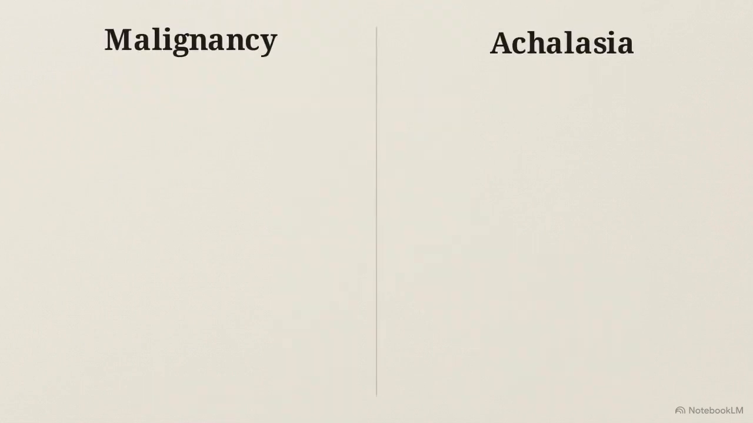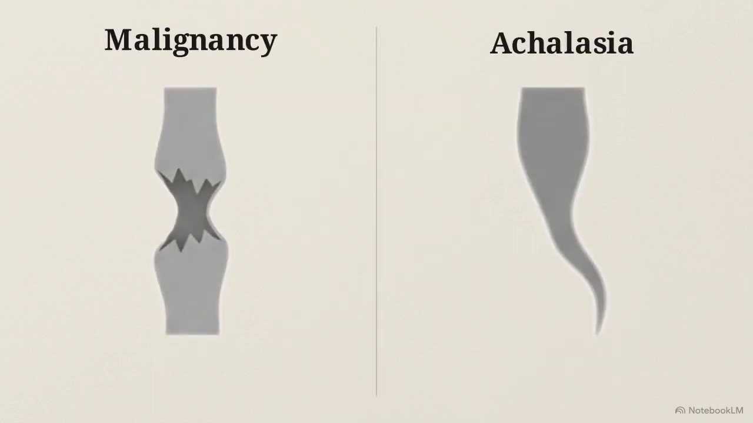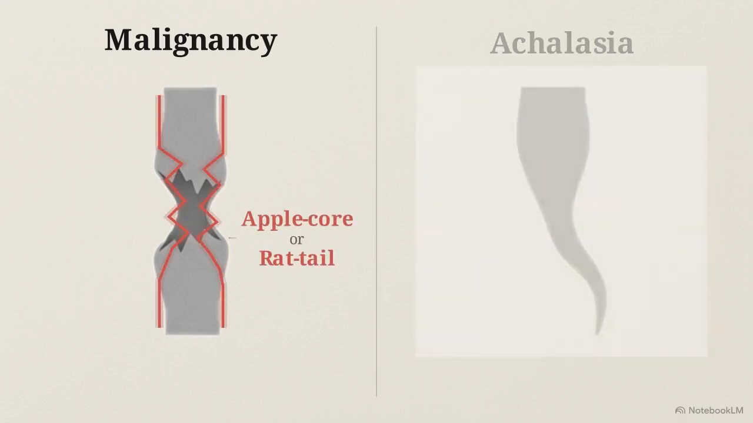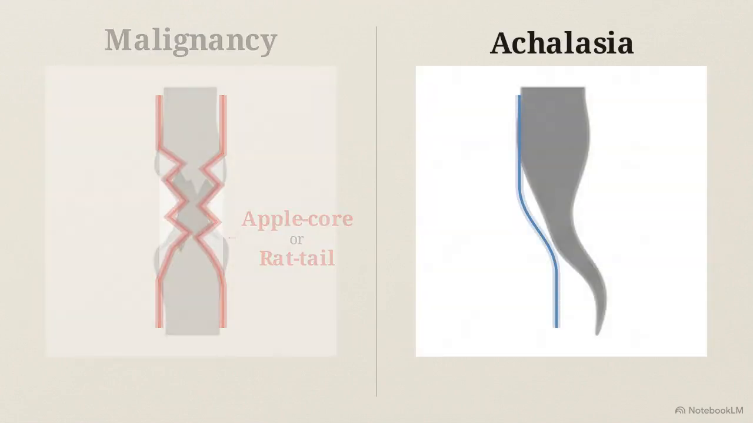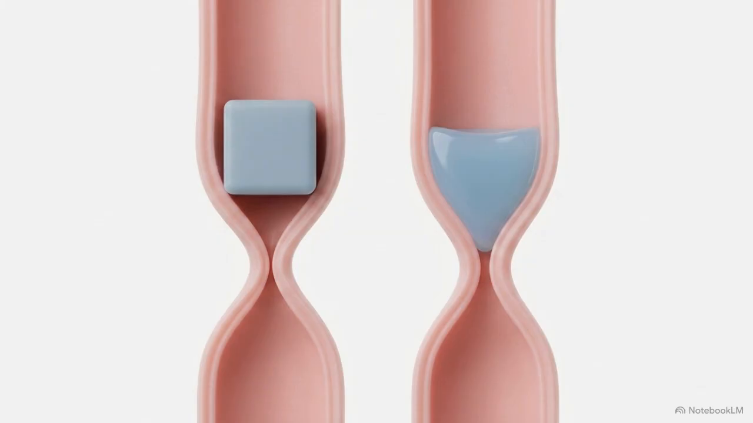These side-by-side outlines show how we visually distinguish malignancy from its primary clinical mimic, achalasia. On the left, a barium swallow of an esophageal tumor reveals irregular, asymmetrical margins, often described as an apple core or rat tail narrowing. On the right, achalasia presents with a smooth, symmetrical bird beak taper. Clinically, achalasia also presents differently. Dysphagia affects both liquids and solids equally early on.